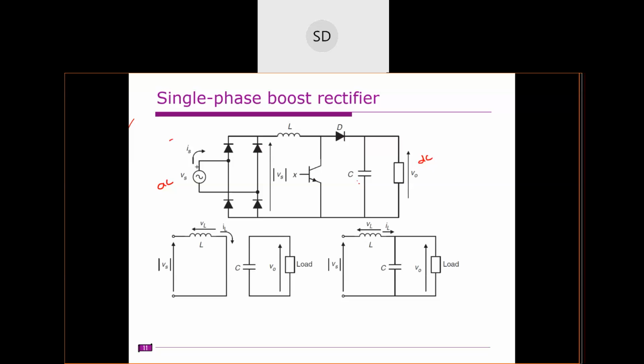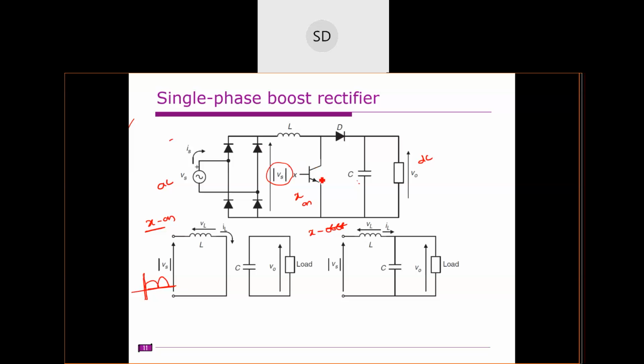Let us divide this circuit into two different modes: when the switch X is on, and when the switch X is off. Assume that this is the rectified output voltage, so it is in this form. This is the rectified output voltage.